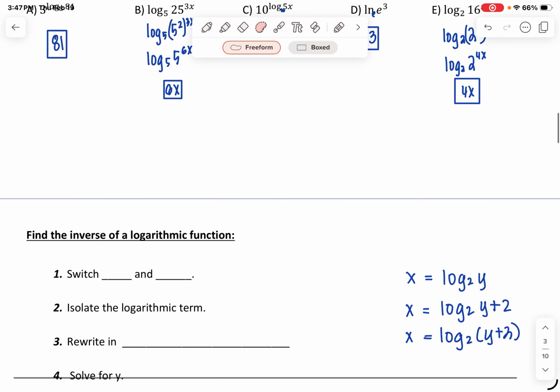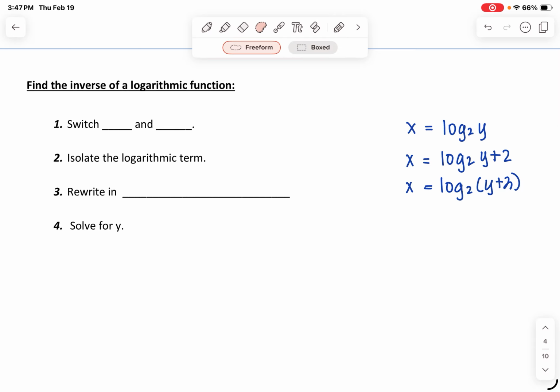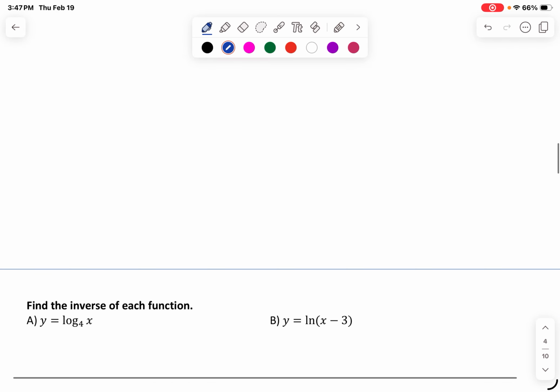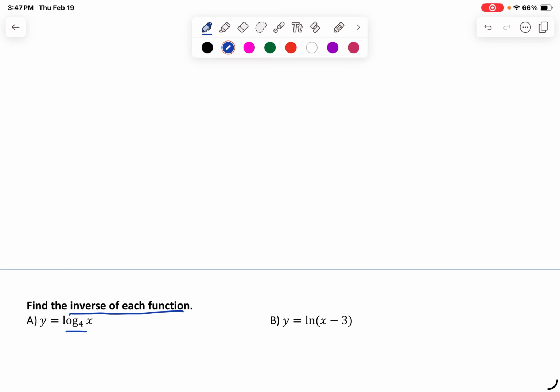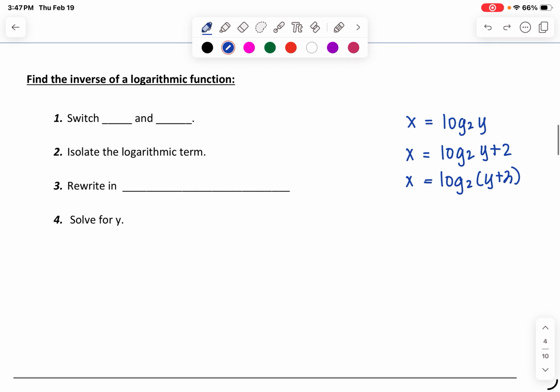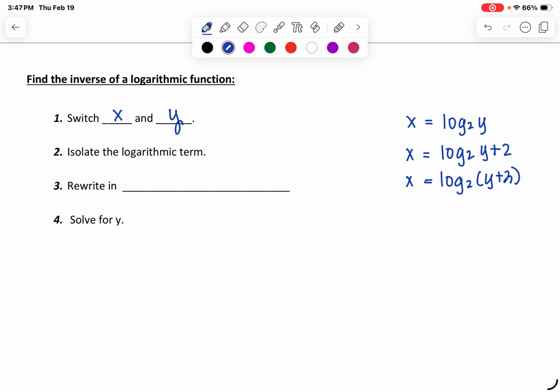All right. Next, we're going to talk about finding the inverse of a logarithm. So remember, the inverse of a logarithm is an exponential function. So when you see the directions, find the inverse of each function, and it's a log, the answer is an exponential function. So here are your steps in doing that. To find any inverse, the first step is switch x and y. Then what you're going to do is isolate the logarithm.